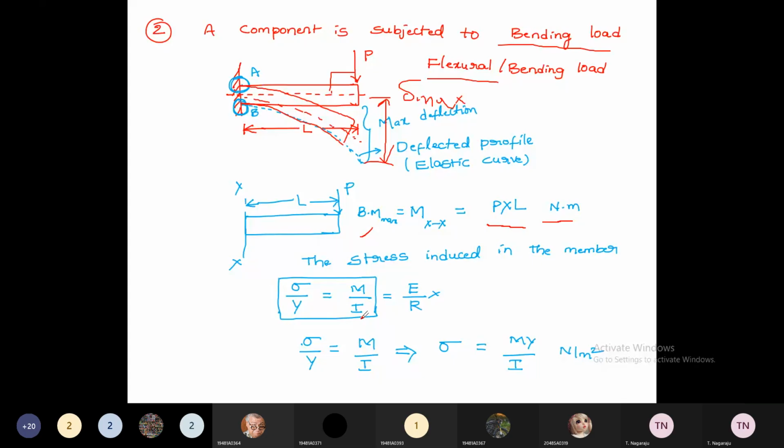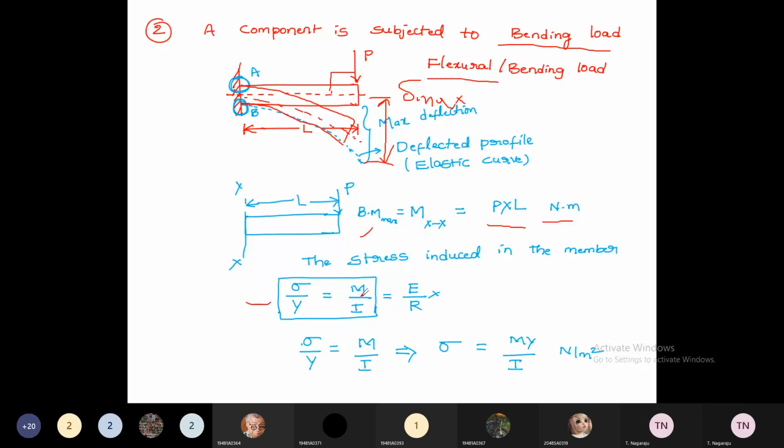Once you know the bending moment, from the known relation, the bending equation, E by R is equal to M by I, that is equal to sigma by Y. From this you may write the bending stresses. This is the bending equation. You already derived the bending equation in your strength of materials. So E by R is equal to M by I, that is equal to sigma by Y.